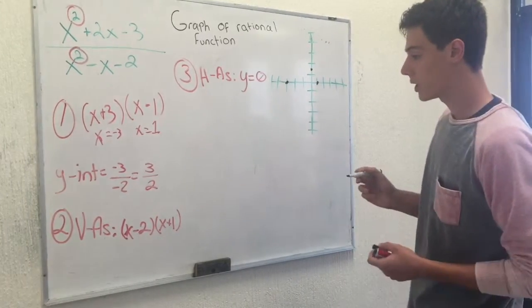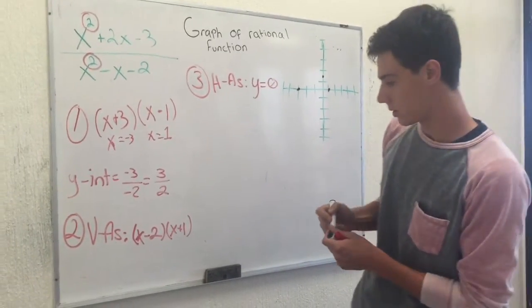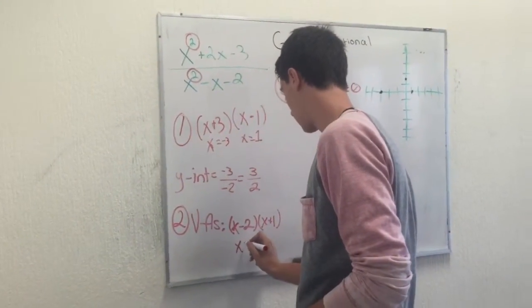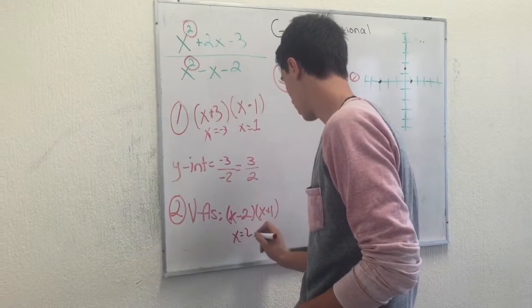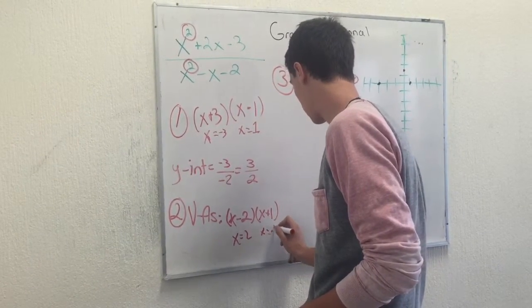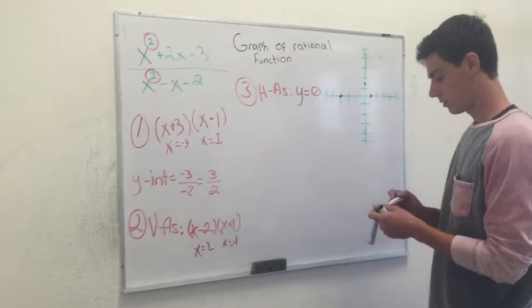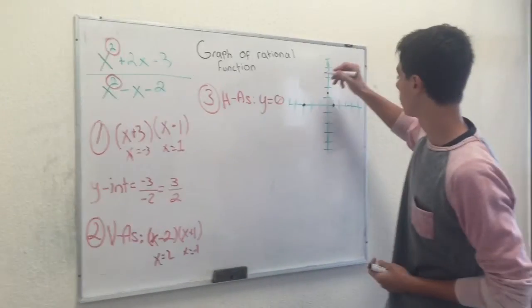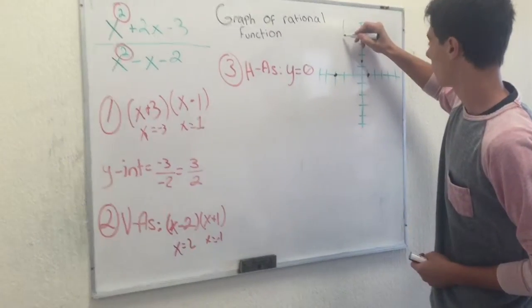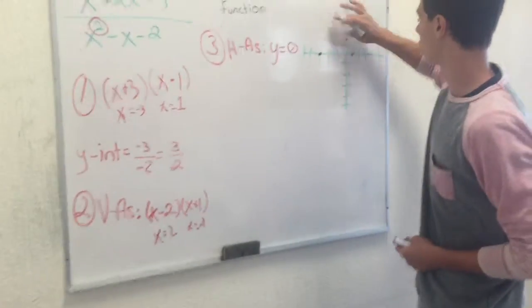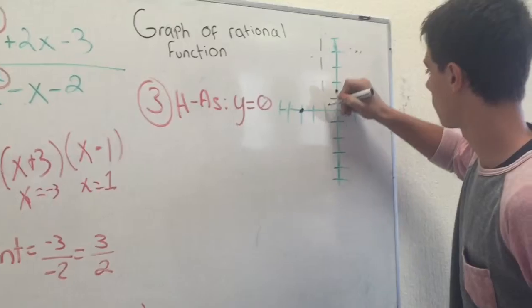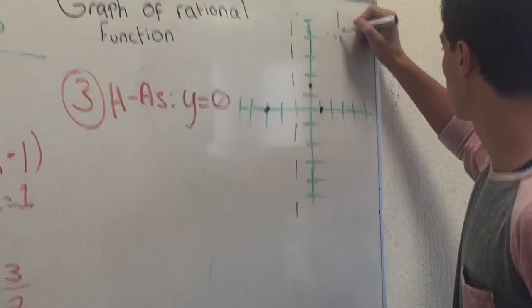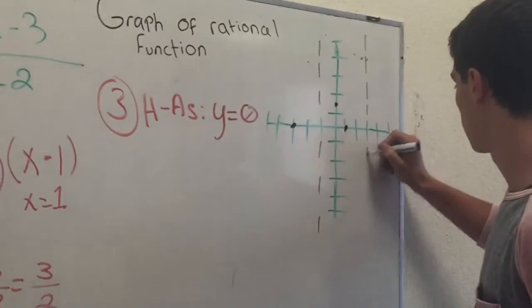We got our vertical asymptotes. So here I forgot to change the sign. x equals 2 and x equals -1. So we're gonna put the asymptotes. It's over here, counting 1, 2, 3, 4, 5, and 1, 2, 3, 4.